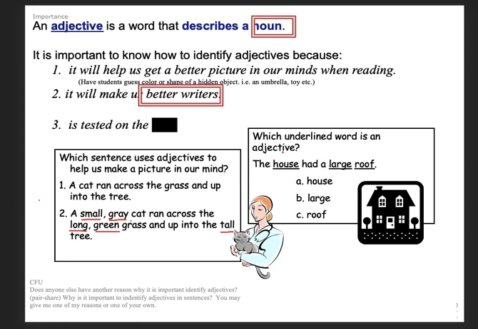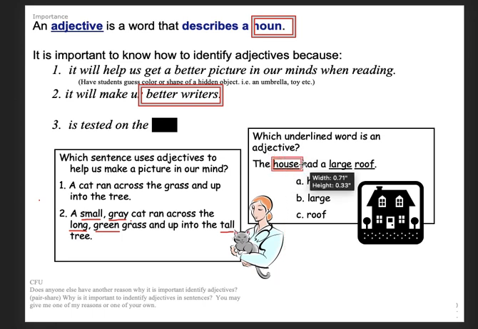Which underlined word is an adjective? The house had a large roof. The house, that's an object. That's a noun, I believe, just like up here. We were saying that a noun is a person, a place, or a thing. One of these is a noun, so a house is a person, place, or thing. It's a thing. A house is a thing.